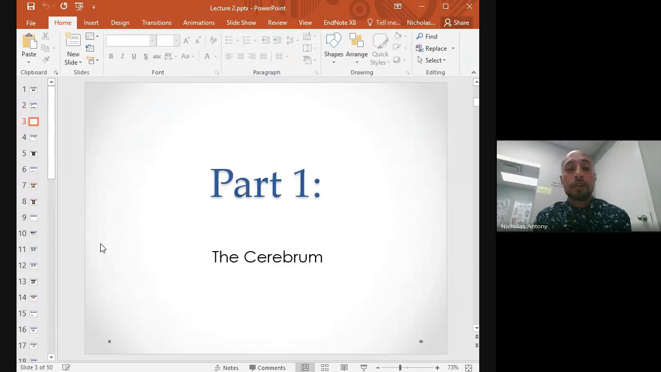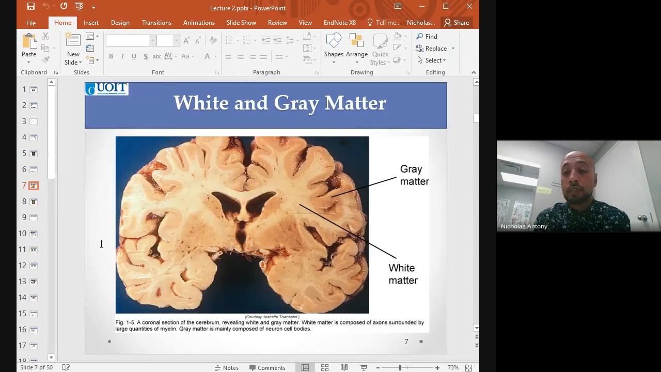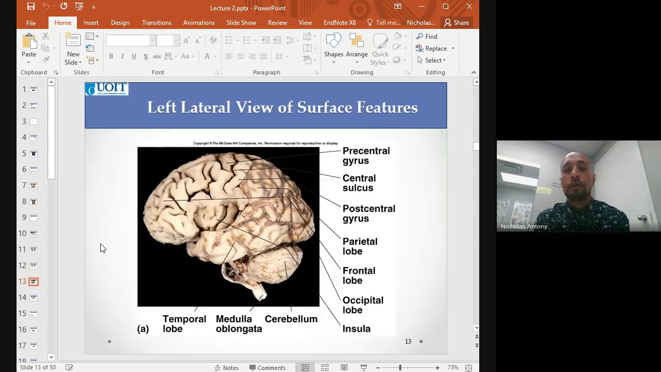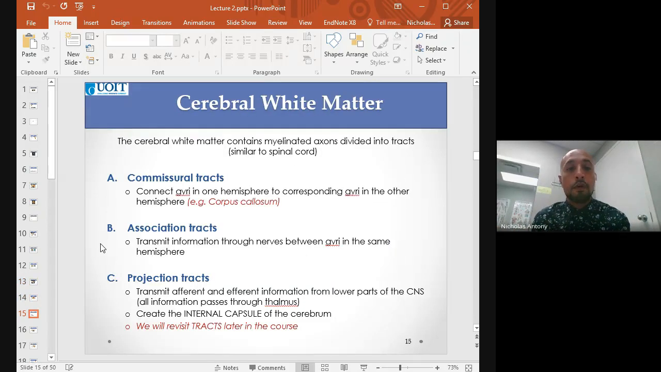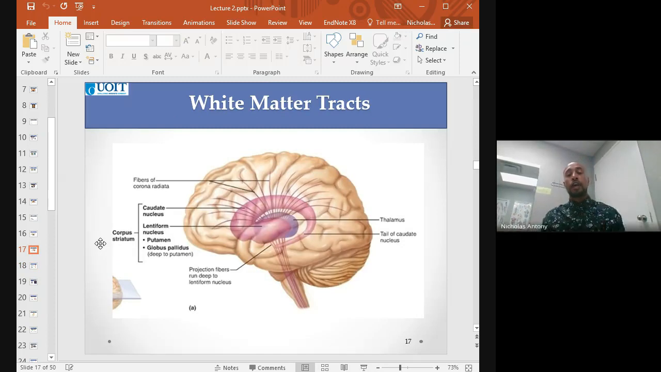Through the asynchronous lecture, we introduced the idea of the cerebrum, and we learned about the different parts of the cerebrum and the different lobes and how each lobe is specific to different functions. We finished off with talking about the tracts, which represent the groupings of axons from neurons that go in and out of the brain through the spinal cord.